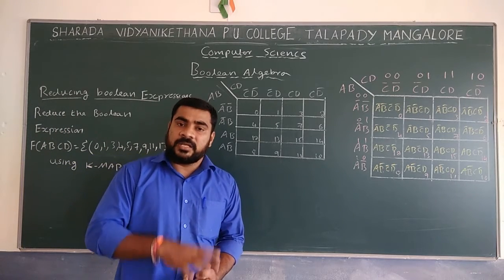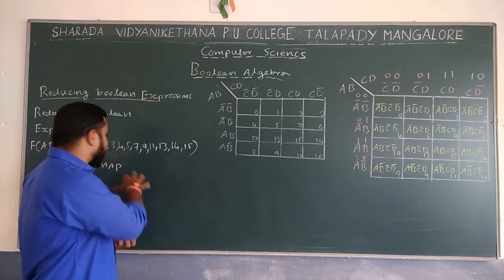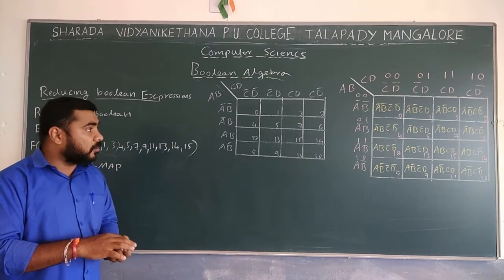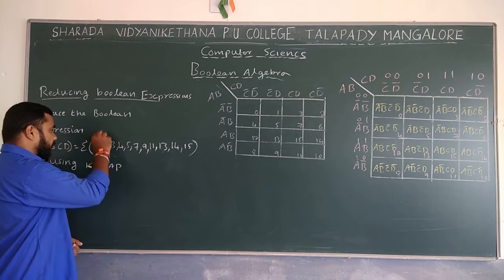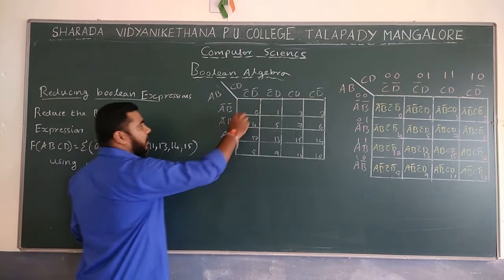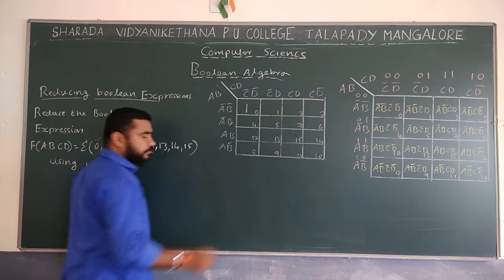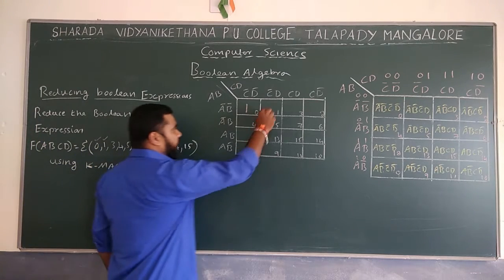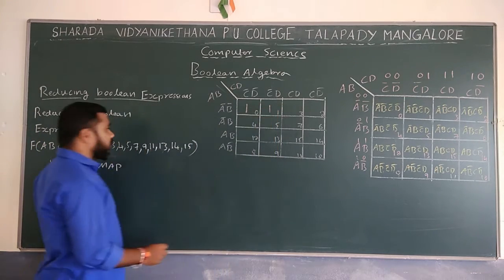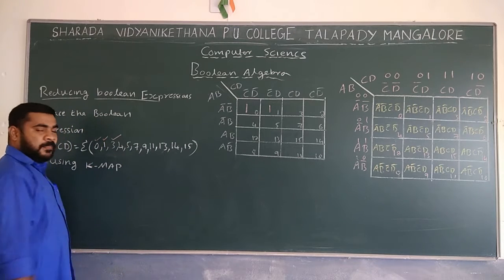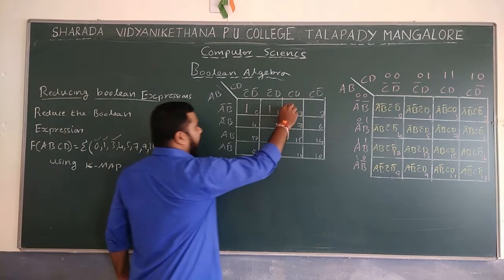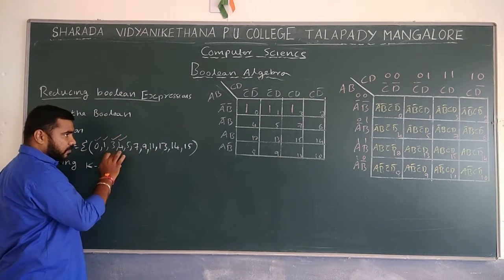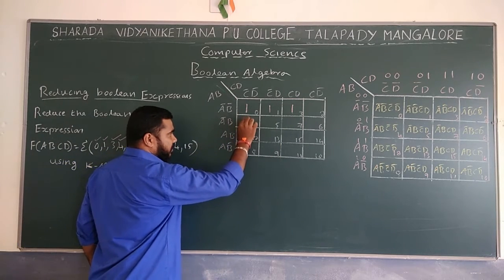After writing that, see the question: all the terms given in the question we should mark as 1. I will go through the terms one by one. The first one is 0. Go to cell 0 and mark it as 1. The next one is 1. Go to cell number 1 and mark it as 1. The next one is cell number 3. Go to cell number 3 and mark it as 1. Next, go to cell number 4 and mark it as 1.